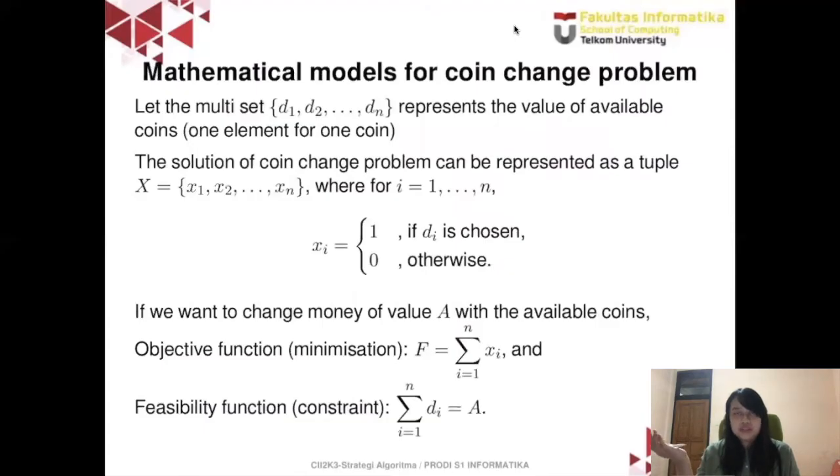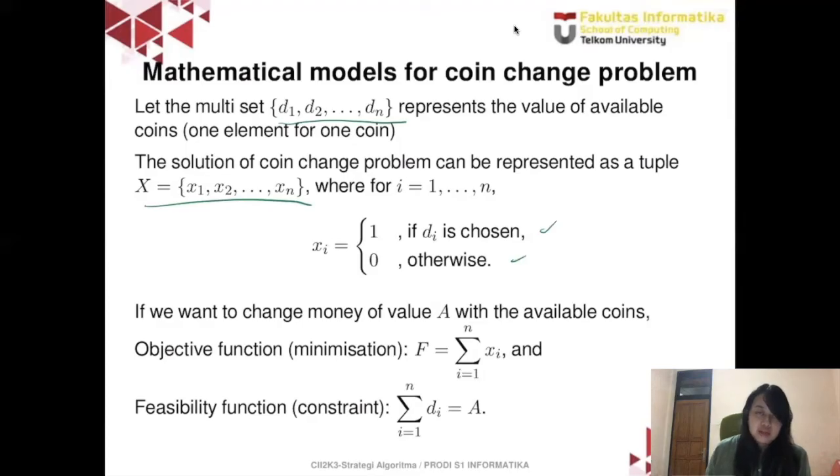Mathematically, we can model this coin change problem as the problem where we have a multiset d1 to dn that represents the value of available coins, one element for one coin. And the solution of the coin exchange problem can be represented as a tuple like this, where xi is 1 if di is chosen or 0 otherwise.